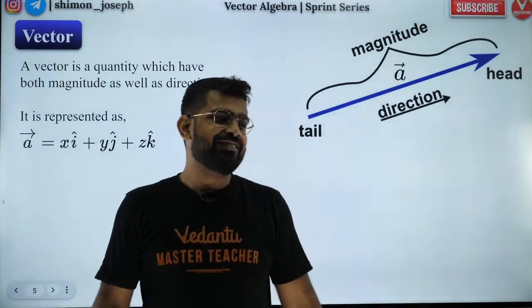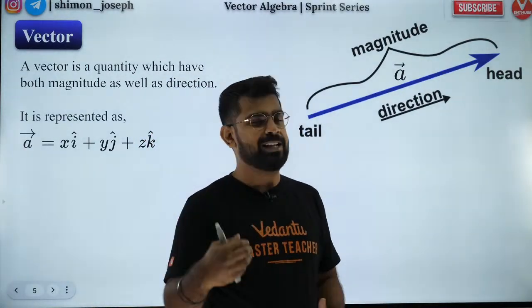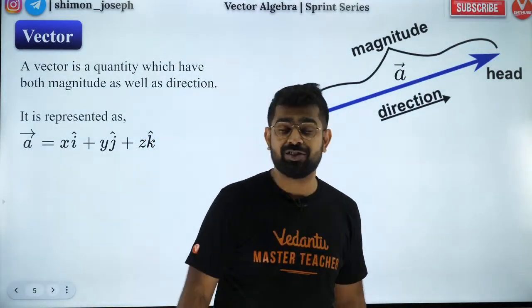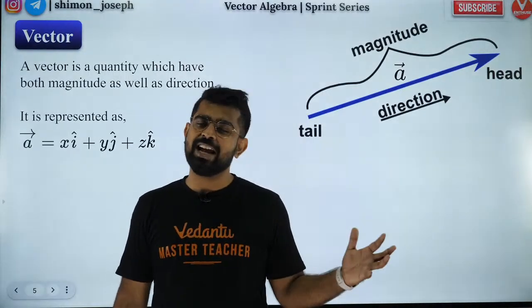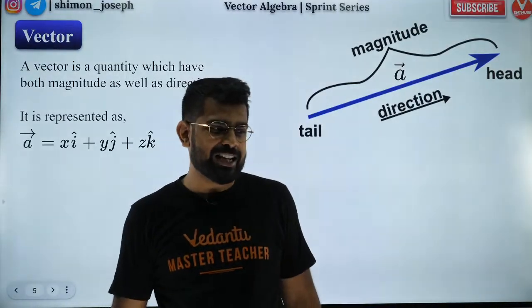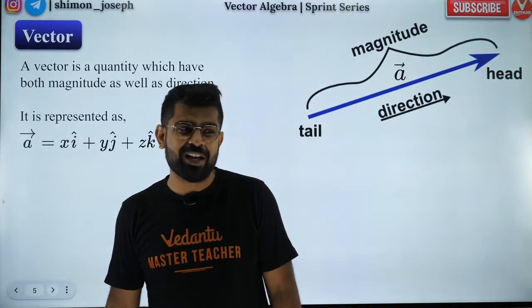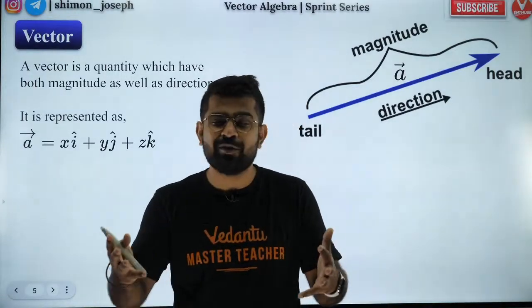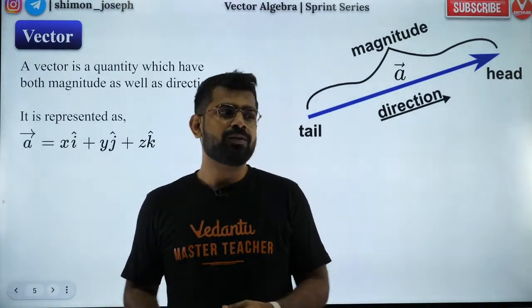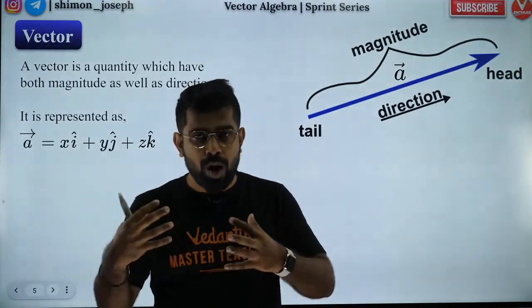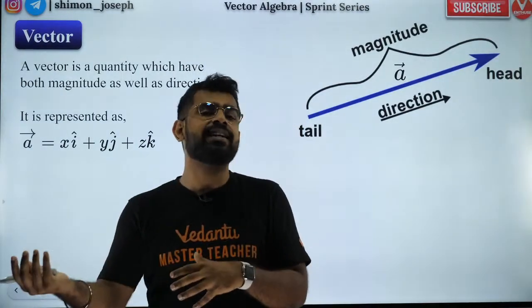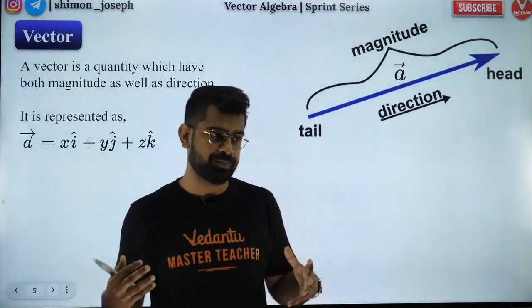A vector is something which has both magnitude as well as direction, whereas a scalar only has magnitude. Isn't that right? Everybody is aware of that? Absolutely. You learn it in physics as well. Perfect. So a vector is a quantity which has both magnitude as well as direction.